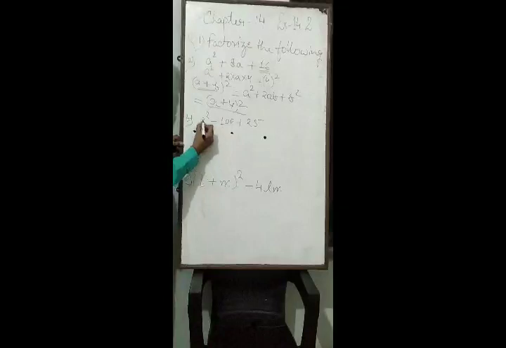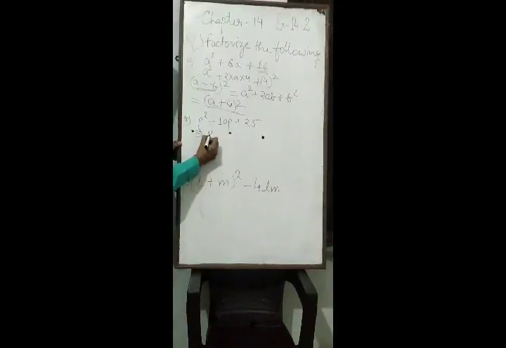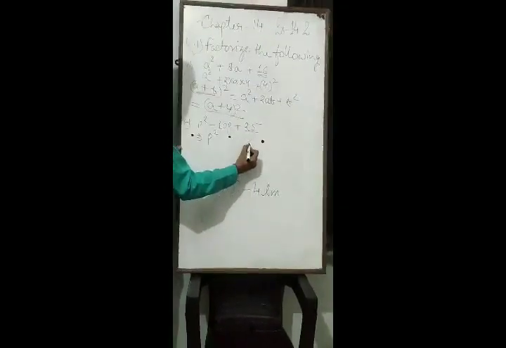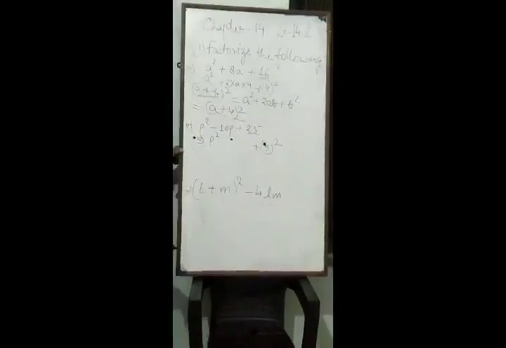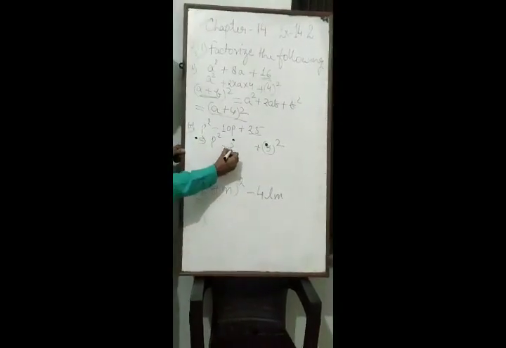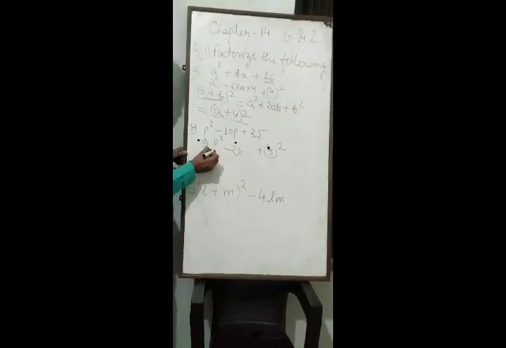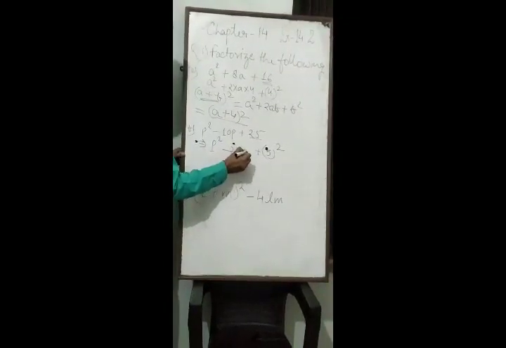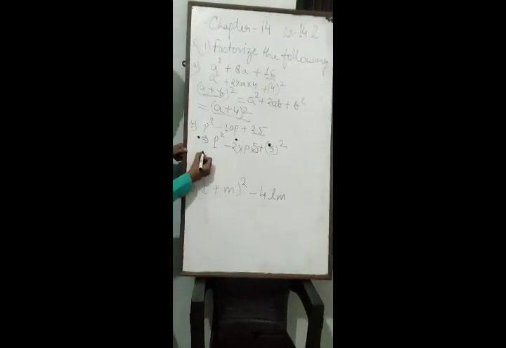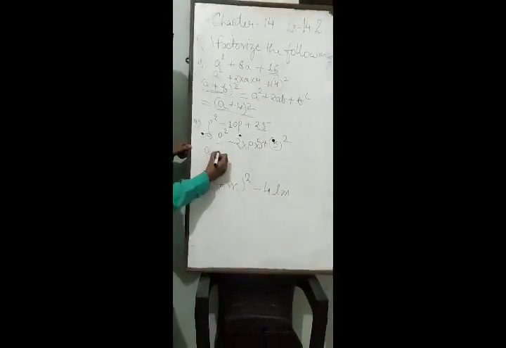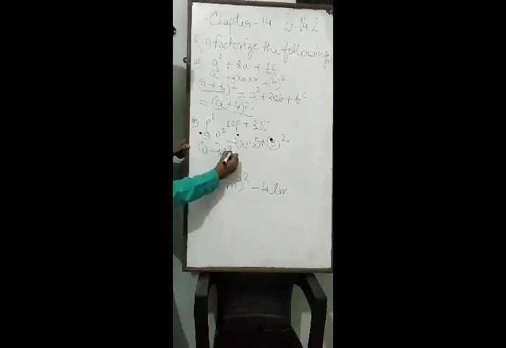In this part, firstly we will convert this value like p square, and the last one we can write plus 5 whole square. And the middle term we can write 2 multiply. What is the value of a here? P. And what is the value of b here? 5. So now we can compare the value by the identity a minus b whole square.